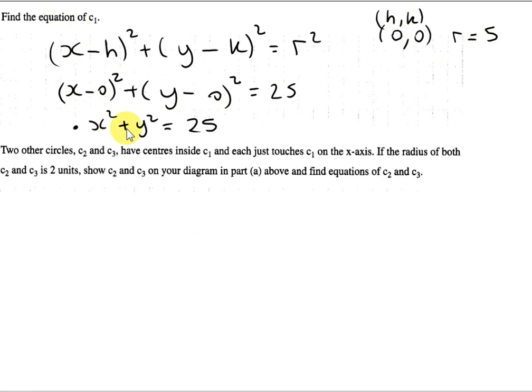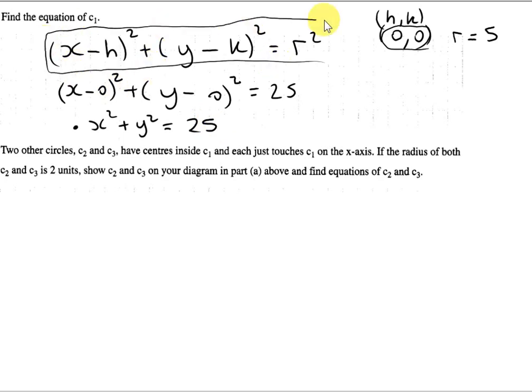Of course, we could jump straight to this equation. Once we know the center is 0, 0, the equation has the form x squared plus y squared equals r squared, where r squared in this case is 25. But it's easier just to work with this. This covers all circles, of course.